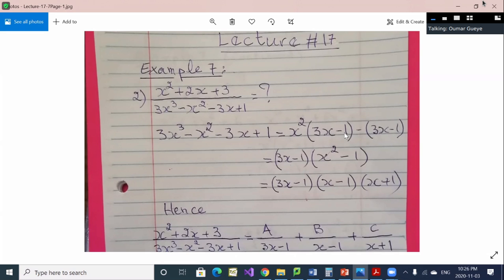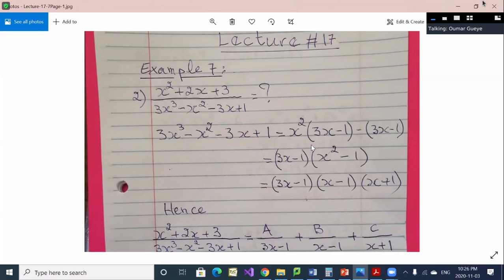And x squared times minus 1 is going to be minus x squared. And from these two terms, I'm going to take minus 1 out. That's why I got here minus (3x minus 1). If you put it back, it is going to be minus 3x plus 1. And from this line, you can see 3x minus 1 is a common factor, so we can take it out.